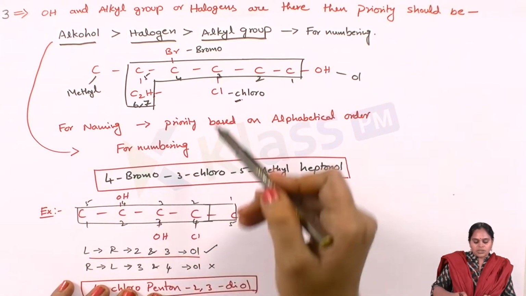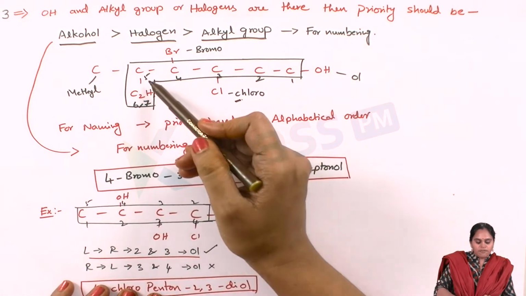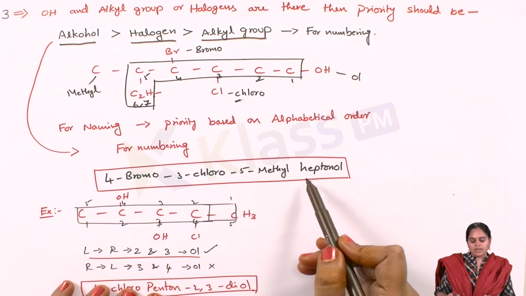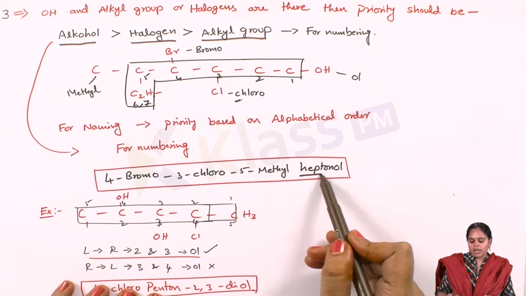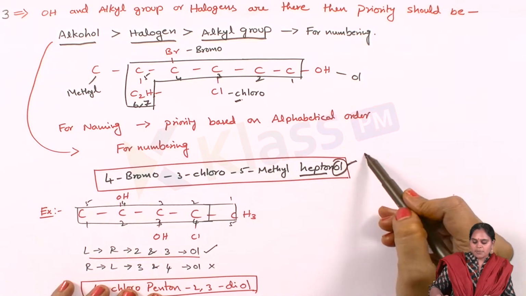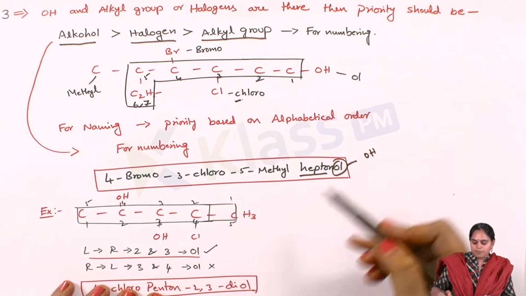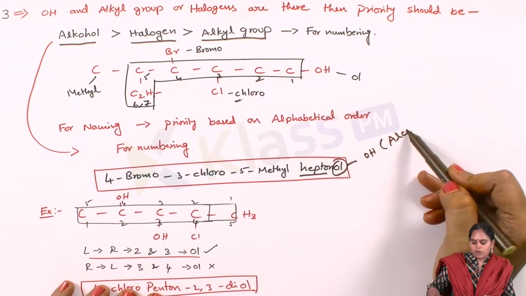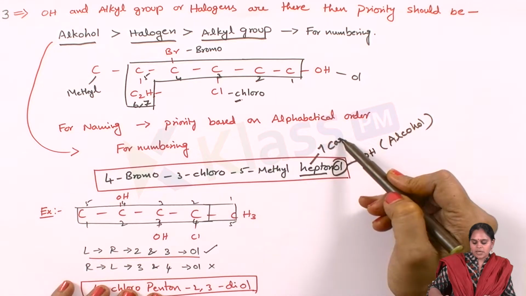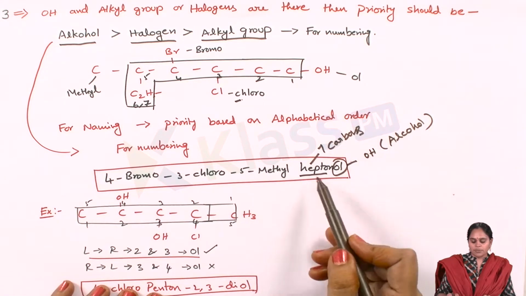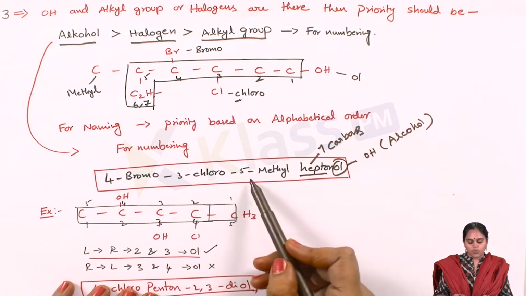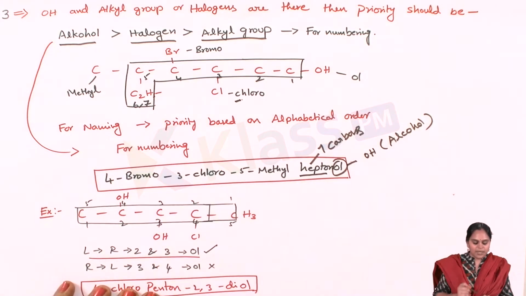4-bromo, 3-chloro, then 5-methyl. What is the name of the chain? Heptanol. Heptane plus ol. Why is ol added? Because of the OH group. That is nothing but alcohol. Heptane means how many carbons are there? 7 carbons are there. So you have to give the name in such a way: 4-bromo-3-chloro-5-methylheptanol.